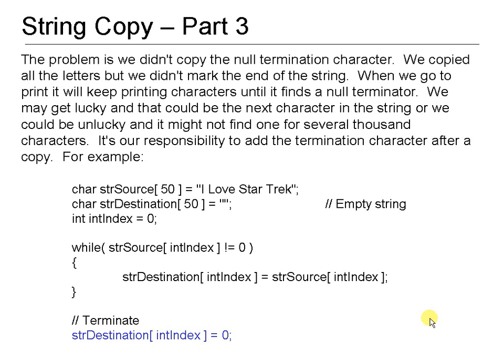When we go to print, it will keep printing characters until it finds a null terminator. Now we may get lucky and that could be the next character in the string, or we could be unlucky and it might not be for several thousand characters, in which case it would print out a whole bunch of gunk like it did before. Now it's our responsibility to add that termination character after a copy. So for example, right here, here's the code.